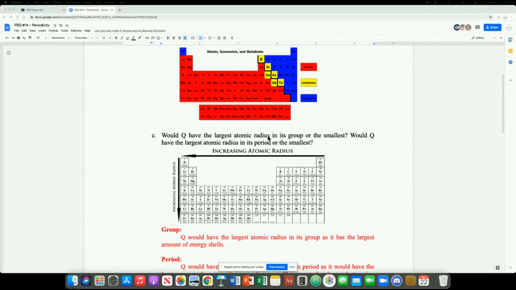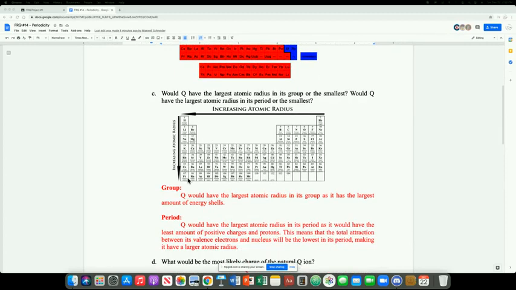Would Q have the largest atomic radius in its group or the smallest? Would Q have the largest atomic radius in its period or the smallest? So in its group, we can derive from this chart, knowing that atomic radius increases as we go to the left and increases as we go down. We know that it would have the largest atomic radius in its group because it would have the largest amount of energy shells. And we would know that it would have the largest atomic radius in its period because the attraction would be the lowest for any alkali metal in group 1.